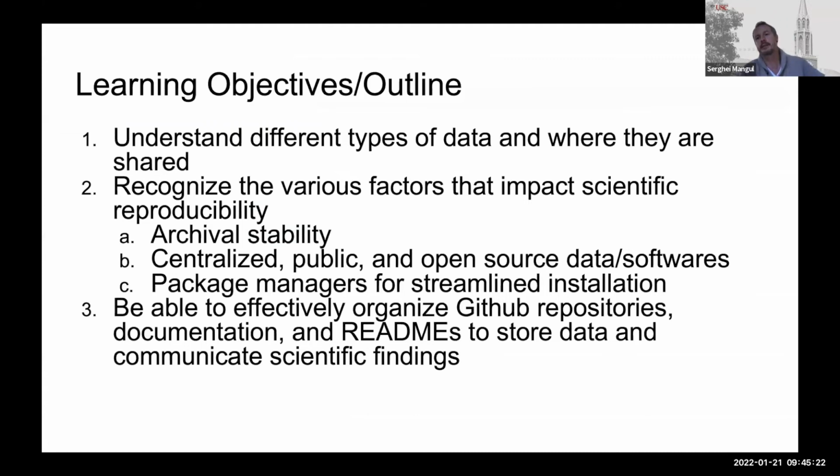I think the goal today is to understand different types of data sets and how we can share them, and to recognize different factors that impact scientific reproducibility. There is such a thing as archival stability, meaning do you store the data on resources which will be around for a while or forever? For example, it's not a great idea to share on your personal website, because you can change jobs and that website will disappear.